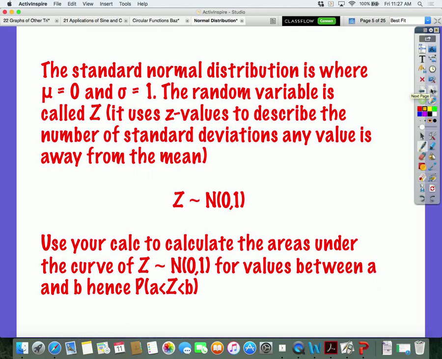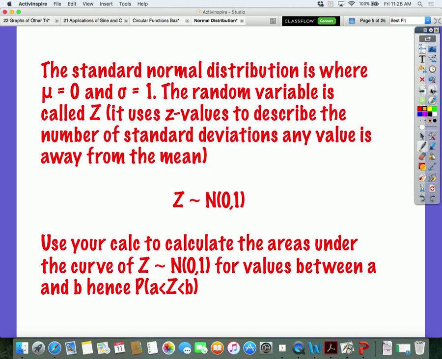Now the standard normal distribution is where the mean equals 0 and the standard deviation equals 1. The random variable is called z, because it uses z values to describe the number of standard deviations any value is away from the mean, and that's the notation there. If you see z rather than x, then you know you're talking about a standard normal distribution, which is very different from a regular normal distribution, which we'll talk about in just a second.